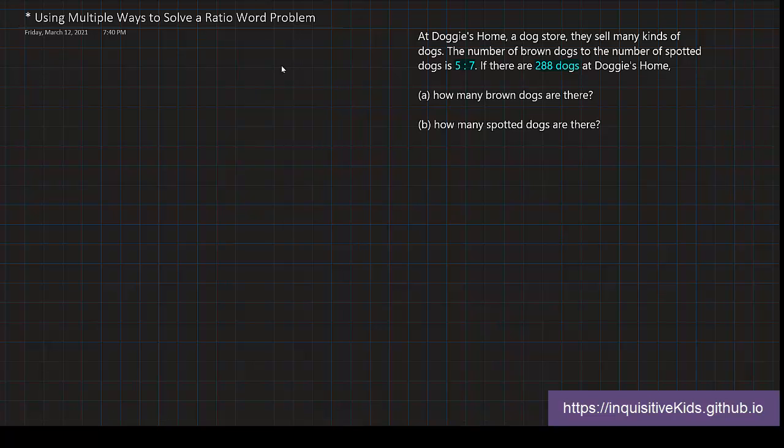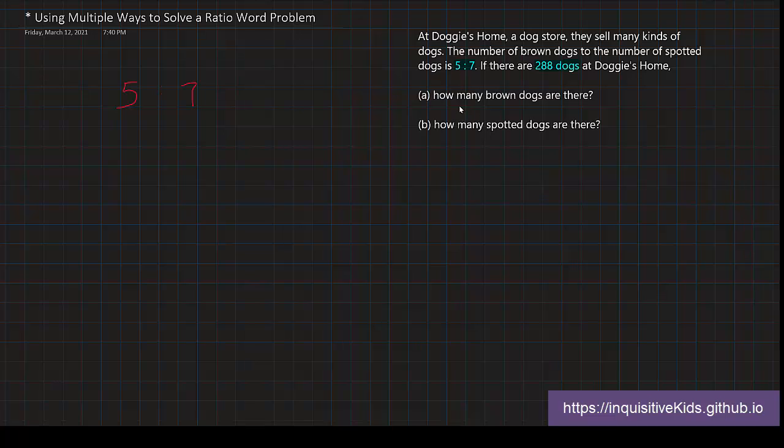Well, let's first go over all the information we have so far. For every 5 brown dogs, there are 7 spotted dogs. That means for every group of dogs that contains 12 dogs, there are 5 brown dogs and 7 spotted dogs in there. Well, let's first focus in on problem A. How many brown dogs are there?